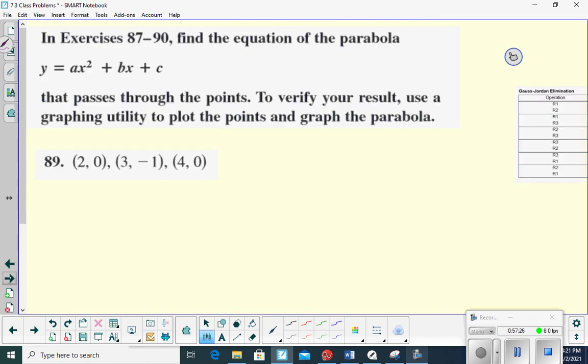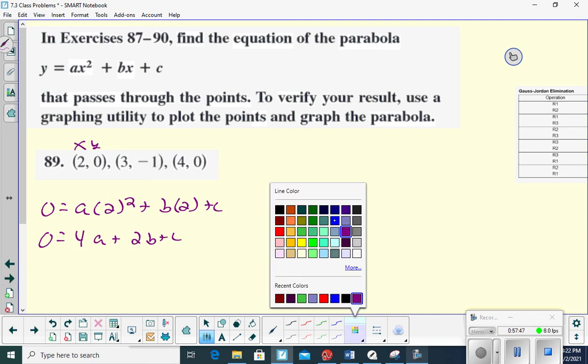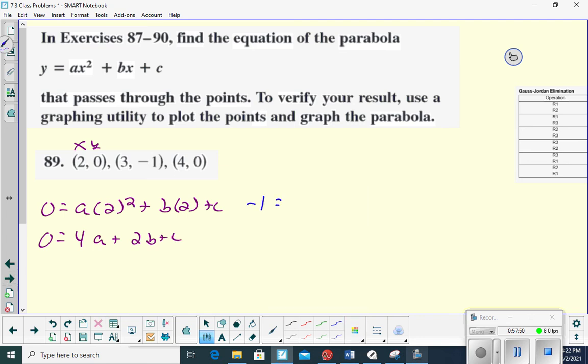The next one, same idea, except I don't think I have a c. I think I have to work a little bit harder for this one. So this is x and y. I'm going to say 0 is equal to a times 2 squared plus b times x plus c. So this is 0 is equal to 4a plus 2b plus c. Doing the second equation, I'm going to say negative 1 is equal to a times 3 squared plus b times x plus c. So this is negative 1 is equal to 9a plus 3b plus c.